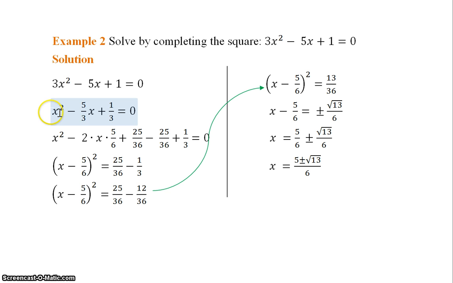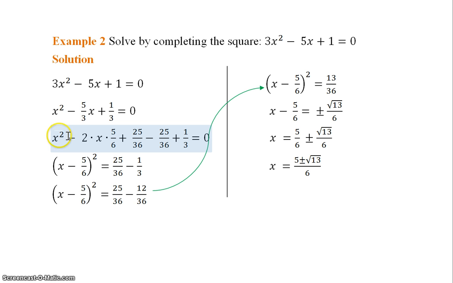Now, in the left side of the equation, we can complete the square. We apply the formula square of difference. x² is the square of the first term, minus twice product of the first term x and the second term, which would be 5 over 6, because 5 over 3 divided by 2 is 5 over 6. Then we add the square of the second term and subtract the square of the second term.